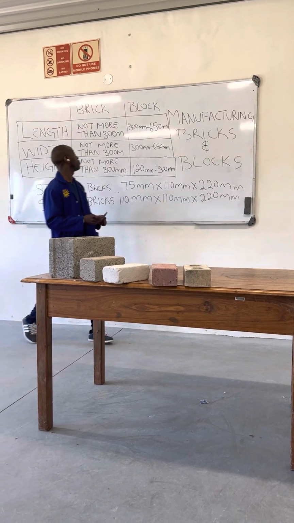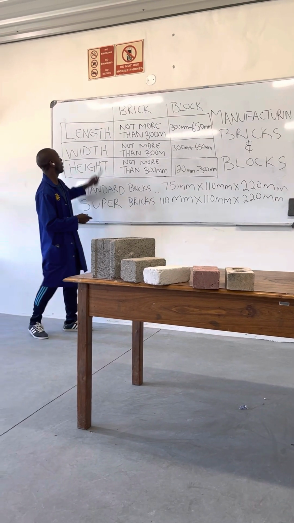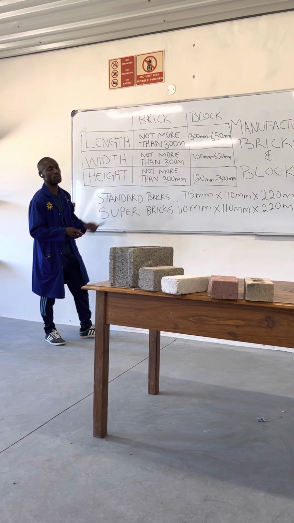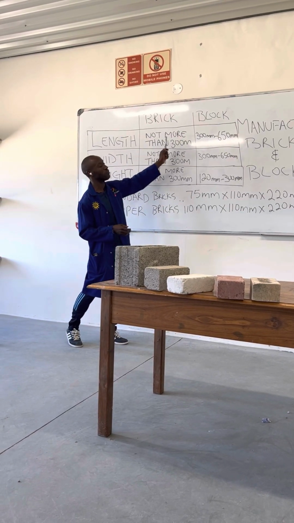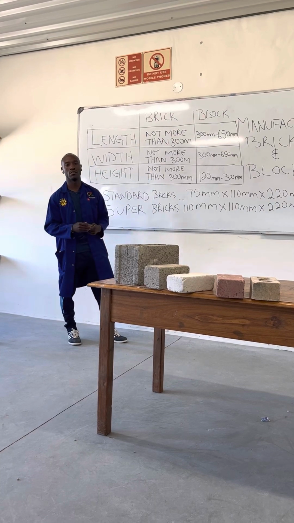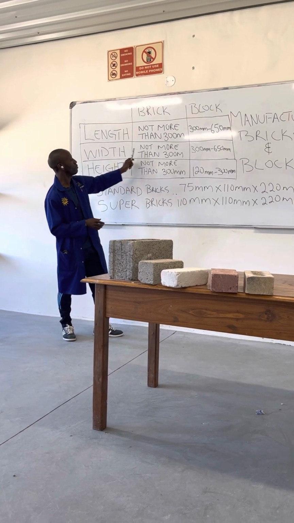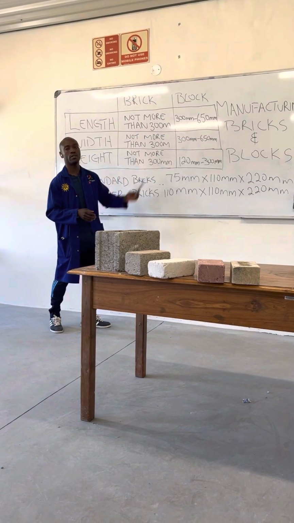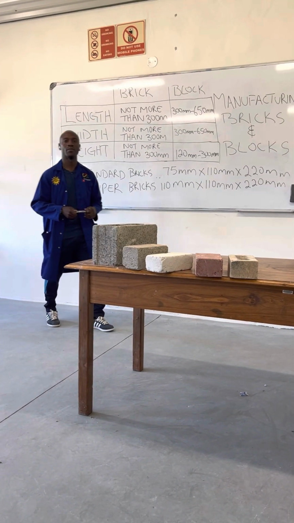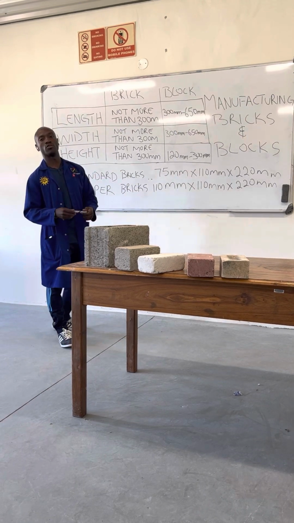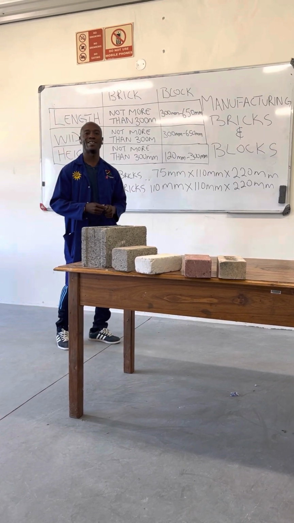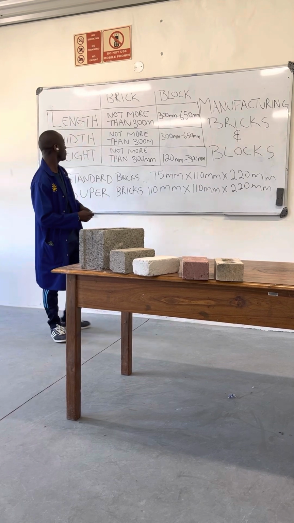So we go to a brick, we have the length, the width, and the height of a brick. The length of a brick is not more than 300. That means the length does not exceed 300. The width of the brick is not more than 300. That means the width does not exceed 300. The height of a brick is not more than 300. It does not exceed 300.